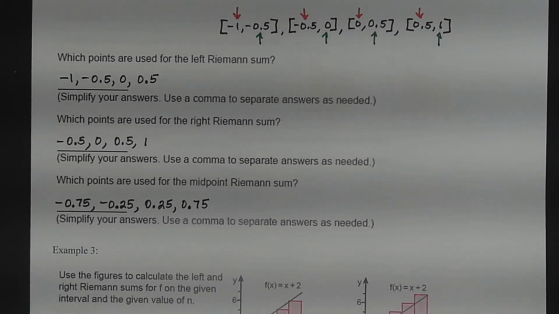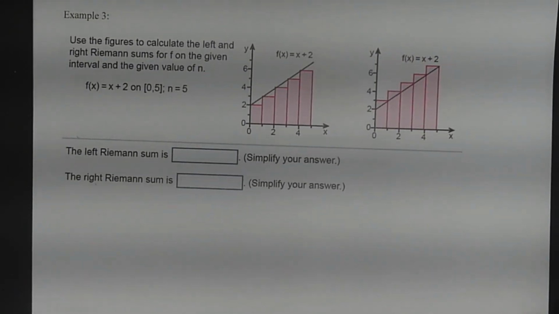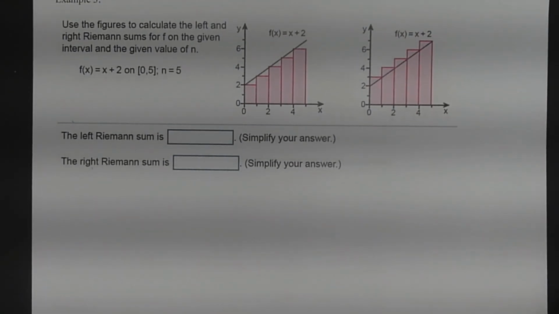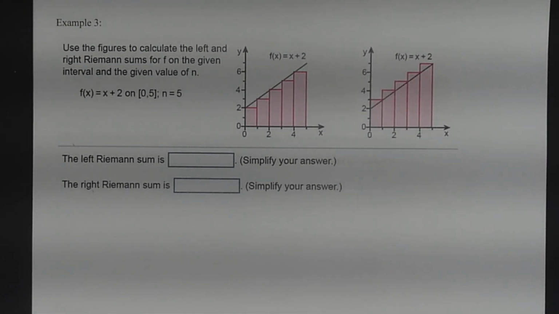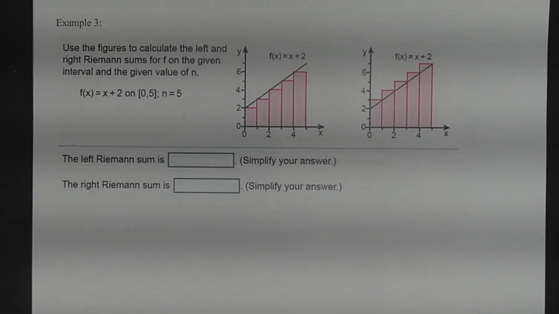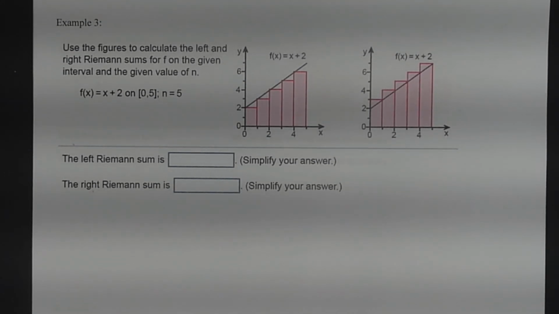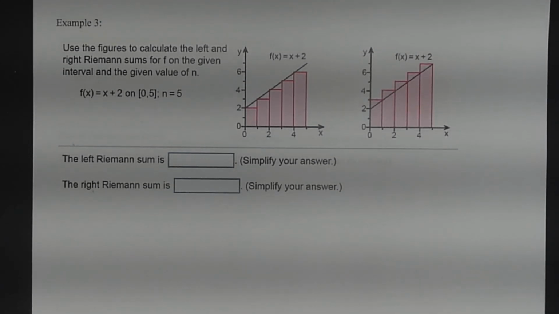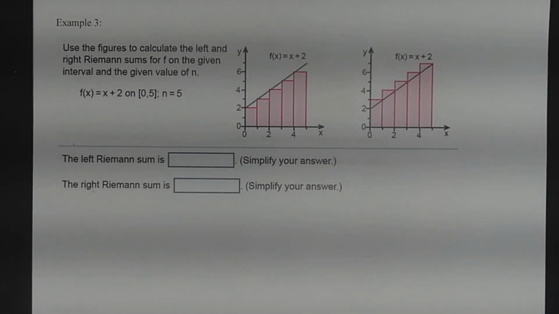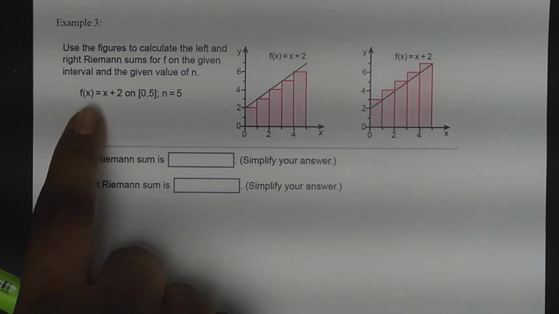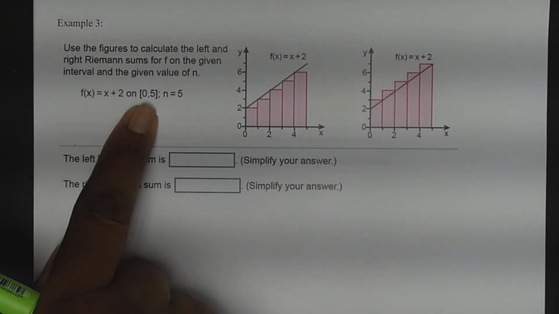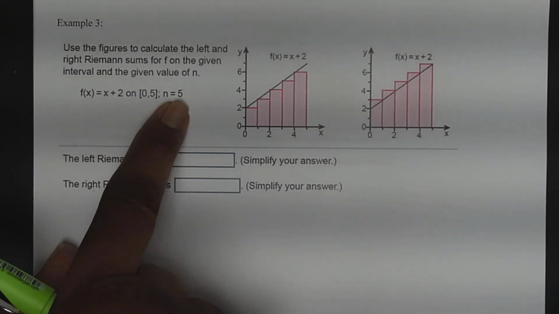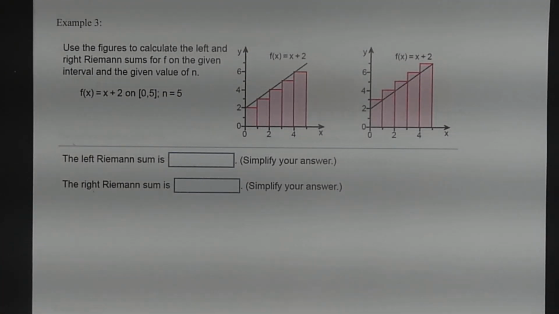All right, now let's look at example 3. Let's say I want to use the figures to calculate the left and right Riemann sums for f on the given interval and the given value of n. So here we got f of x is equal to x plus 2 on the interval from 0 to 5. And we're going to have 5 subintervals, so n is equal to 5.